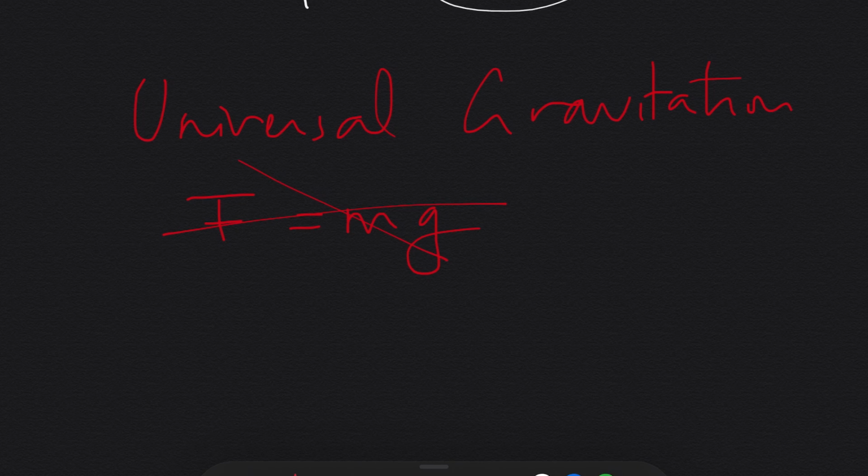Let's think about the Earth and the Sun. What's the gravitational force between the Earth and the Sun? This equation can't tell us that. We need to derive an equation for universal gravitation. And by the way, this is Newton's law of universal gravitation.